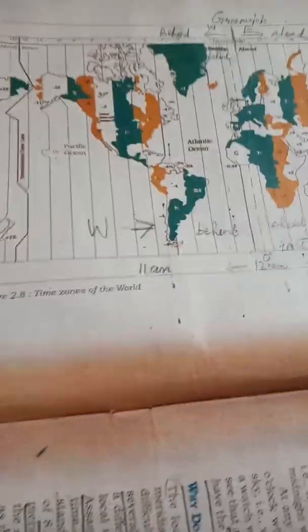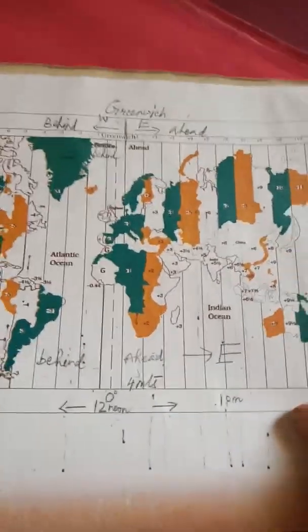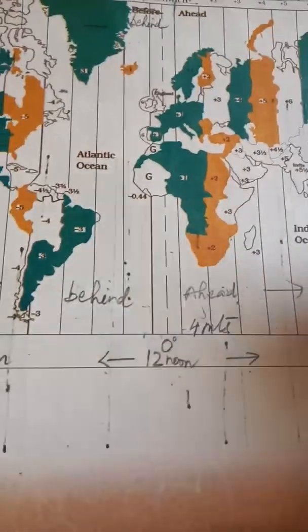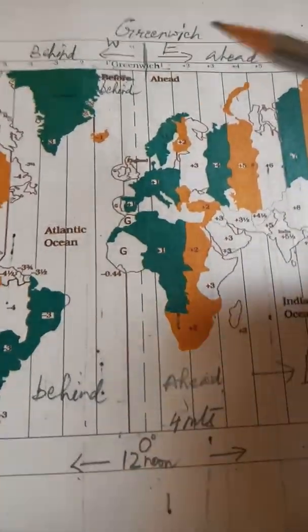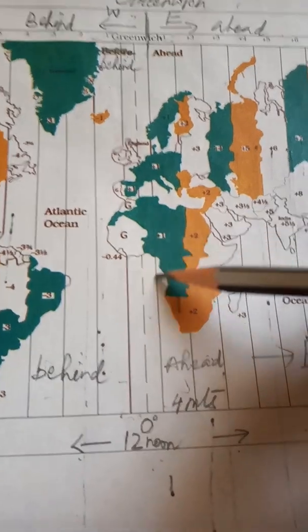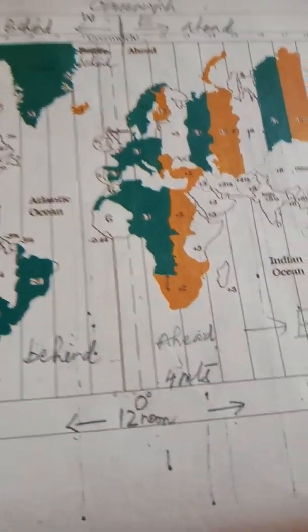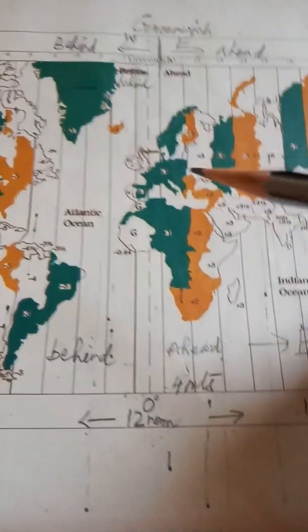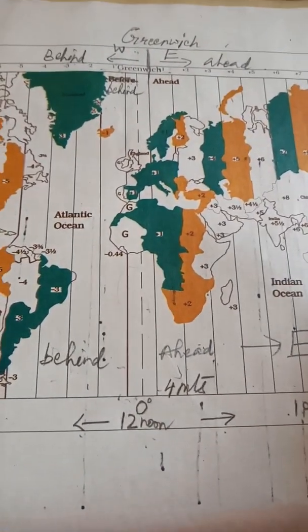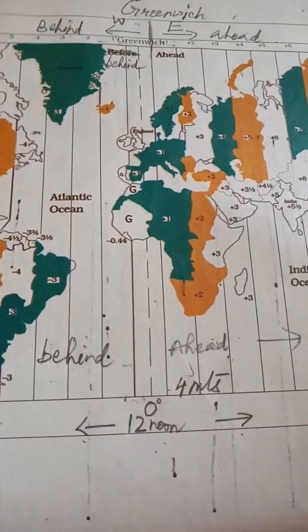Now children, see this. We have just done this, no? Greenwich. This is the 0 degree longitude, that is the prime meridian. Now these longitudes help us to find out the time.